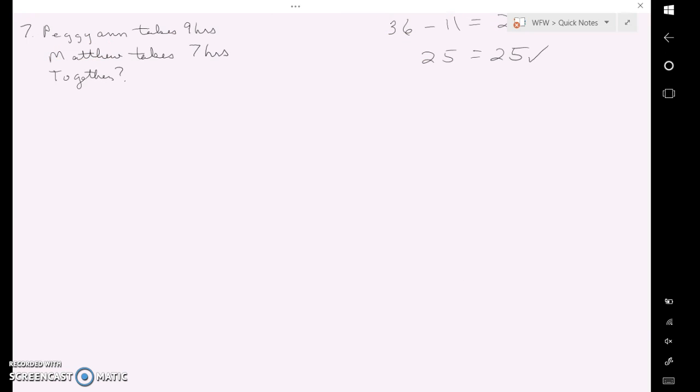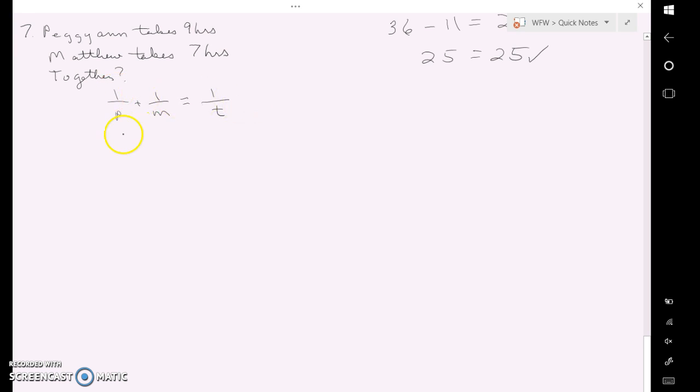Number 7, by checking work records, a contractor finds that Peggy Ann can wire a home theater in 9 hours. It takes Matthew 7 hours to wire the same room. How long would it take them if they worked together? We have a formula for that. 1 over Peggy Ann's time plus 1 over Matthew's time equals 1 over the time it would take them to do it together. So we need to memorize this formula.